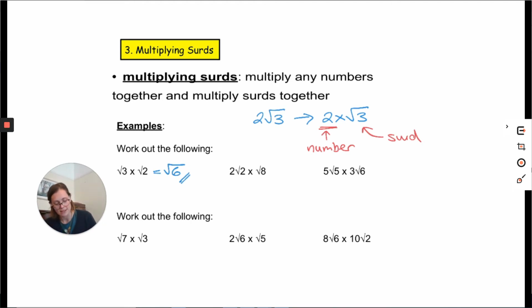Here, next example, you've got 2 root 2 times root 8. So it's easier here to do a bit like we were doing indices and think to ourselves, well, technically there is a number in front of that root 8. Technically there's the number 1. So when you've got a root on its own, it's a bit like having the number 1 in front of it, which means that I've got number times number, which is 2 times 1. And then I've got surd times surd, which is root 16. And actually, this is one of those special cases where root 16 isn't a surd, it drops out. So root 16 is 4.